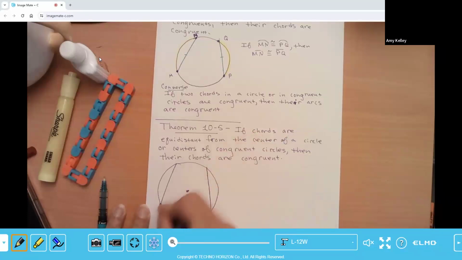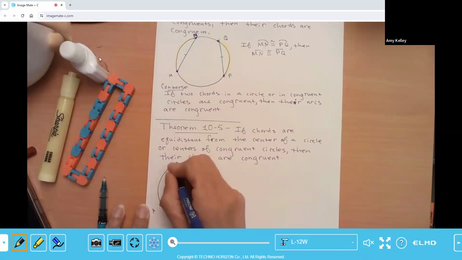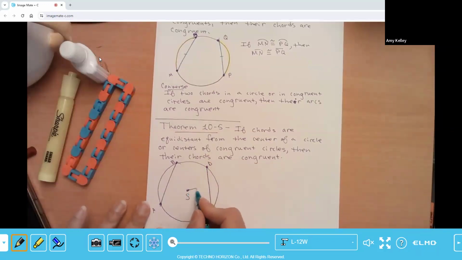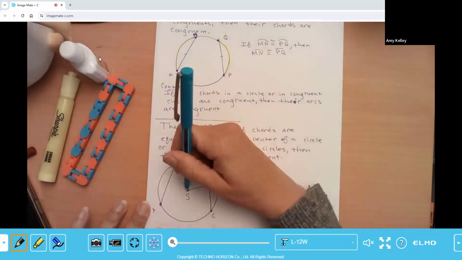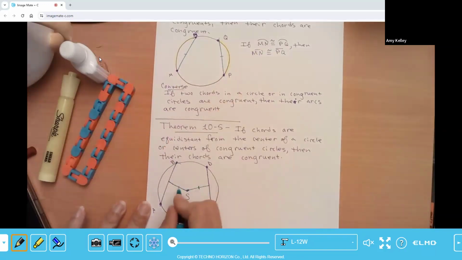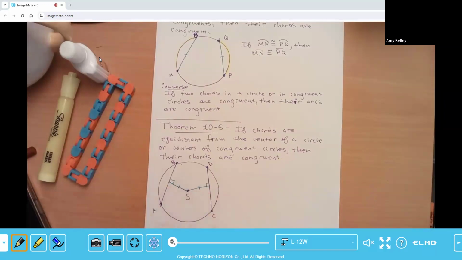and then I'll label these chords A, B, C, and D. If they are equidistant from the circle's center, then we know these chords will be congruent to each other. I'm going to let this be point E and point F. We could say if SE is congruent to SF, then AB is congruent to DC.